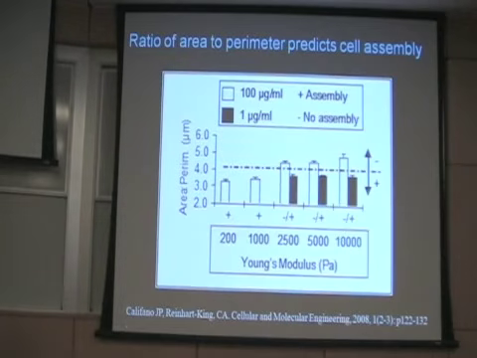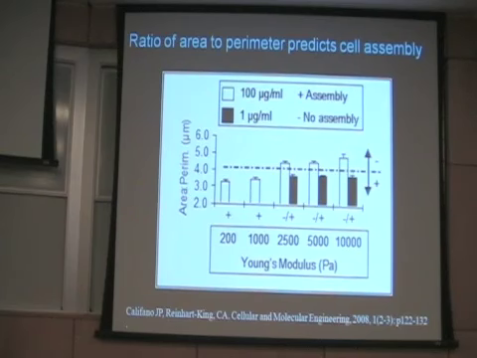And so what we actually found was that if you take the cells subconfluently, before they formed networks, or before they formed confluent monolayers, and you look at the ratio of area to perimeter, which is basically a measure of how round or how convoluted the cells are, you can then predict network assembly based on that. So let's walk through this a little bit.